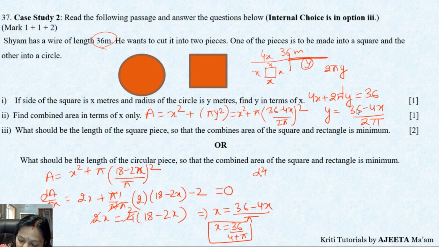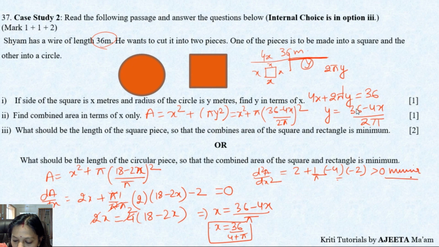d square A by dx square. Let's find it out. So if I take the derivative, it will be 2 plus 1 upon pi into minus 4, and the derivative of minus 2x will be minus 2. So this will be positive always. So it's a point of minimum. Okay. Now let's find the value of y as well.